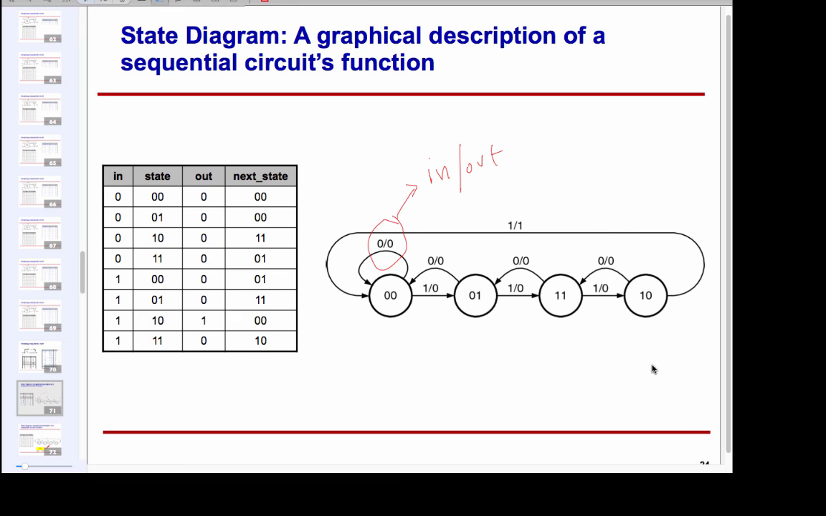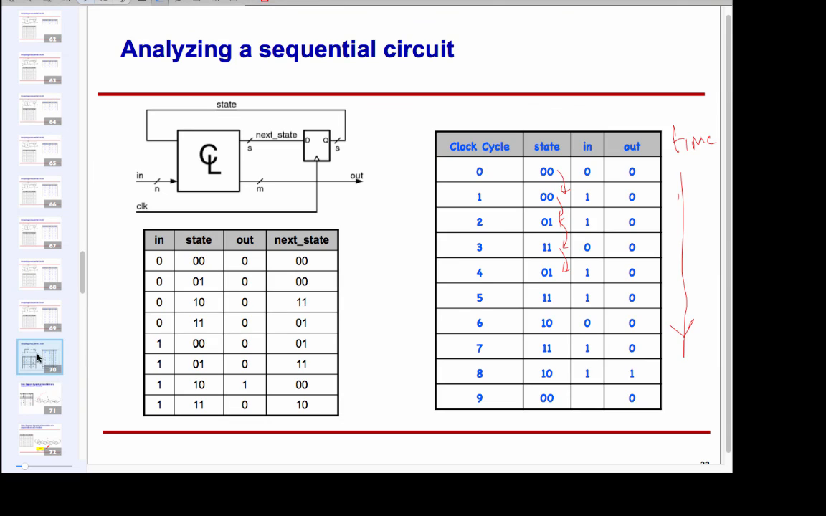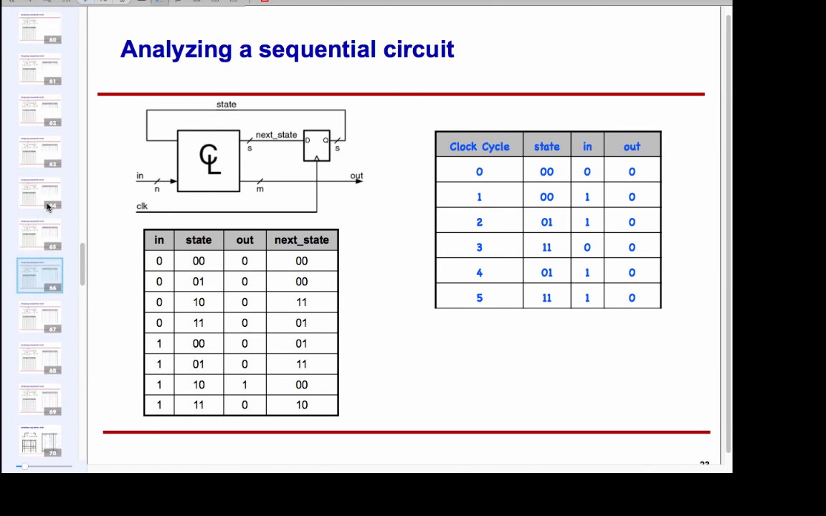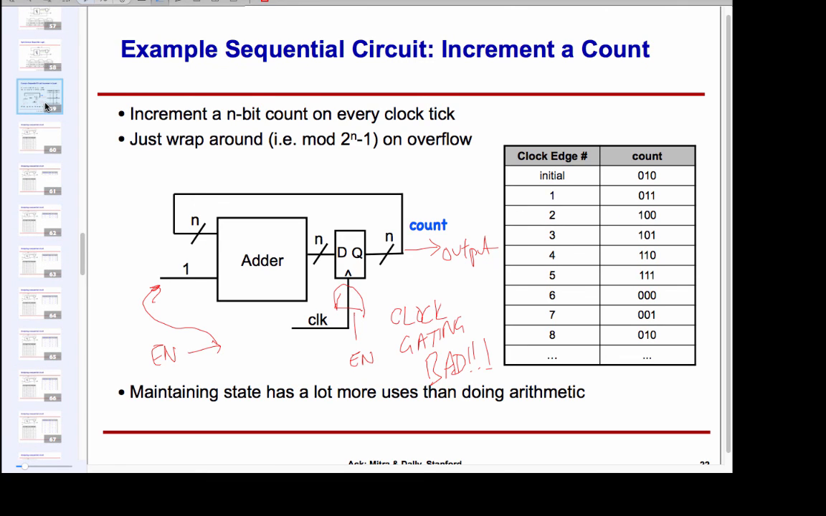So the key thing out here is, given a problem, you'll have to analyze what the behavior is. So let's go back to our counter, which we had out here. What do you think its state diagram looks like? So let's say I have a 4-bit counter.